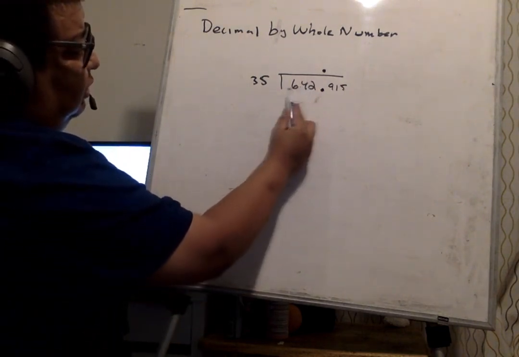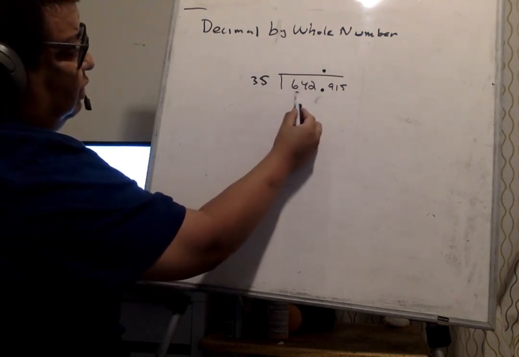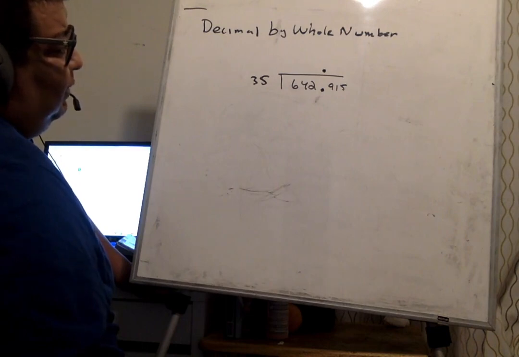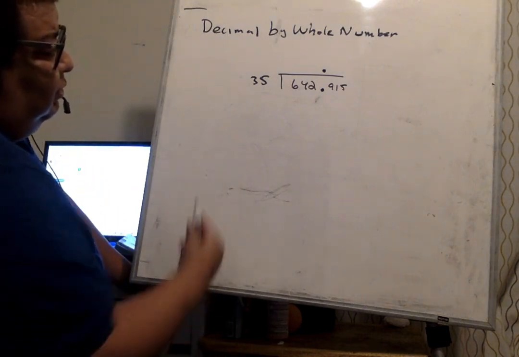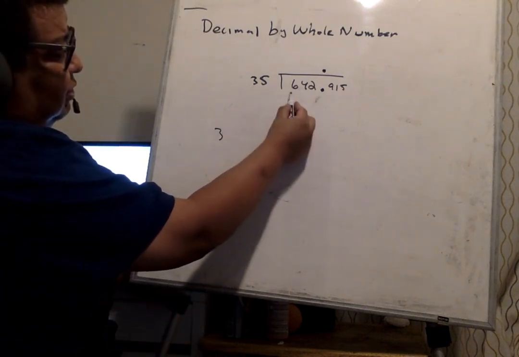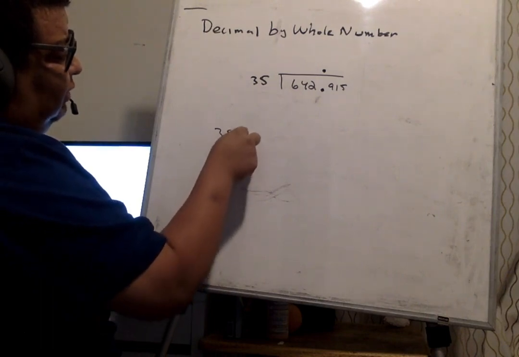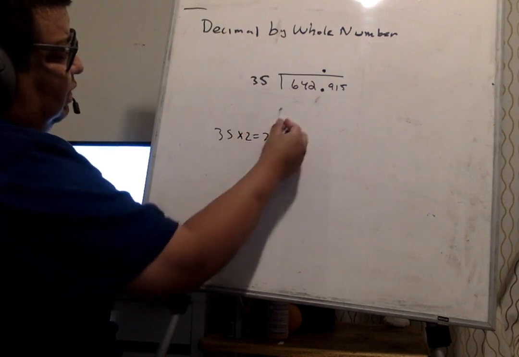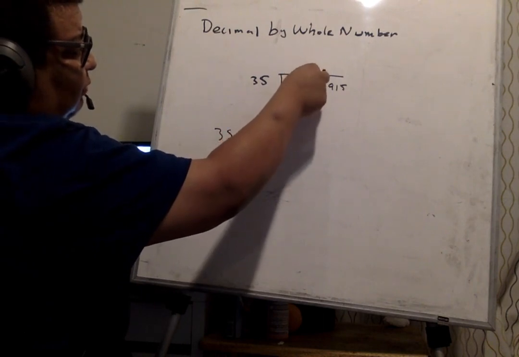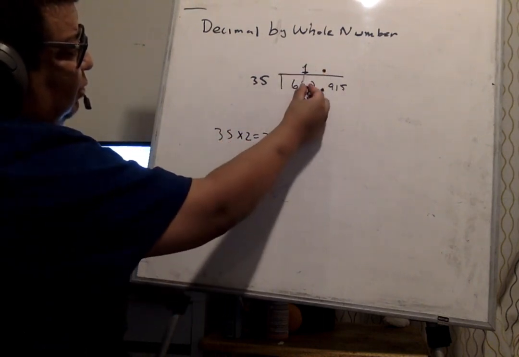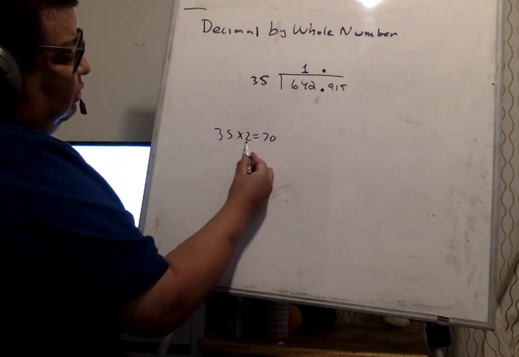So here we're gonna start. There are two ways to do this. You divide 35 into 64 or 35 into 642. I would say you start with 35 and 64 because that would be easy. How many times does 35 go into 64? Just one time, because 35 times 2 is 70, which is over 64. So you put the 1 on top of the 4 because you only have one digit for the 64.